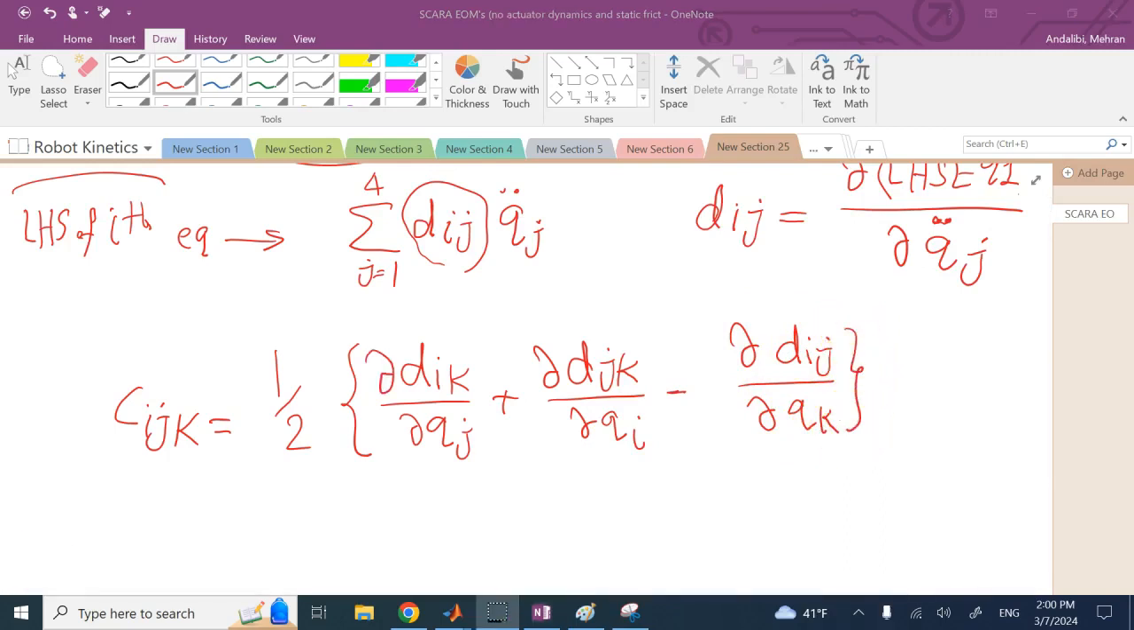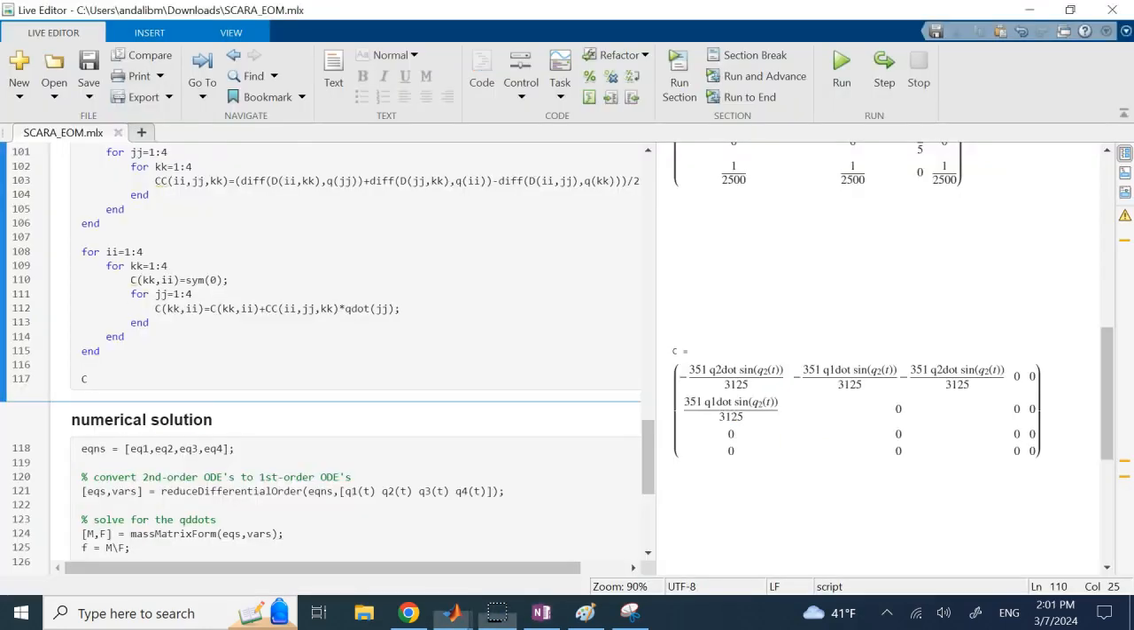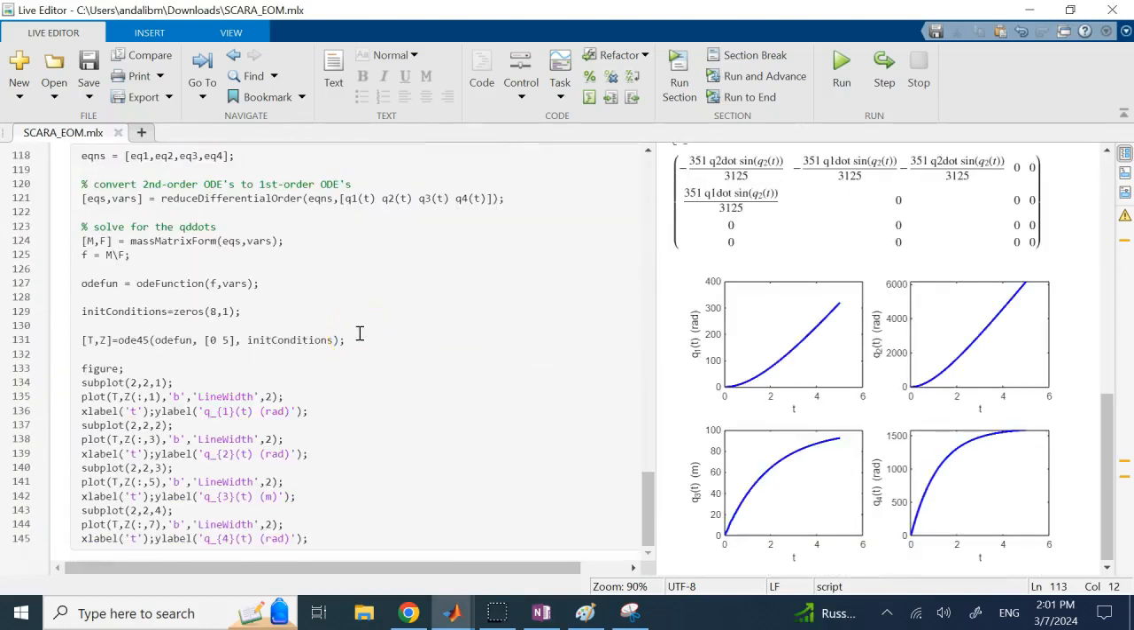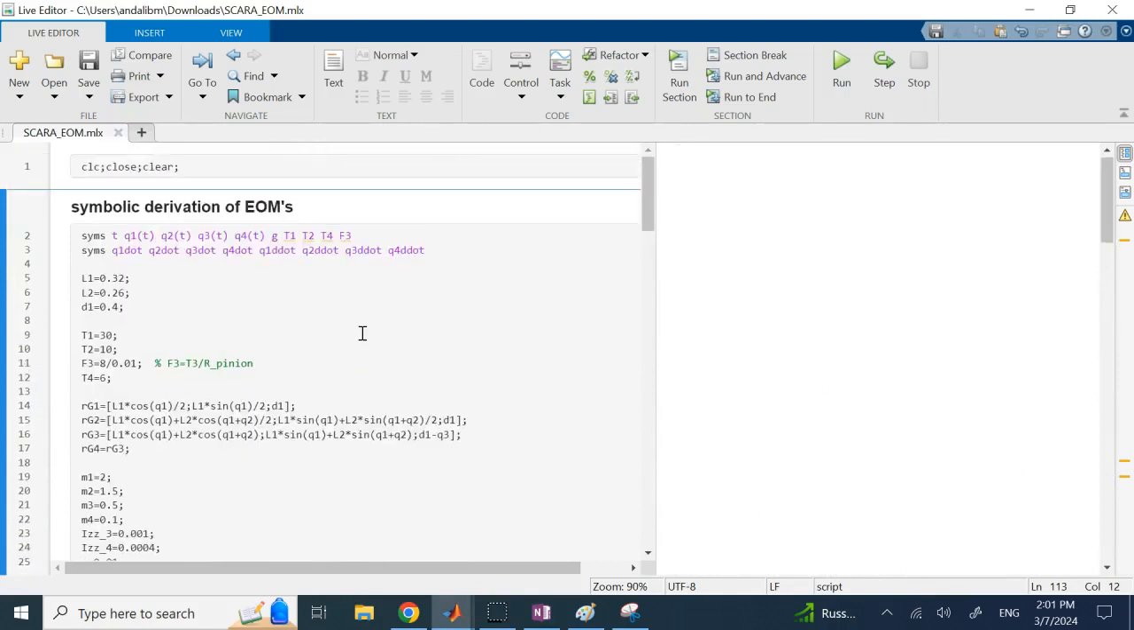So once the D is determined, I can get what? All of the individual C's, and then I can arrange them into the matrix C. So let's go ahead and look at the code that I wrote, and I'm going to share it with you, right? You see it's about 140, 150 lines.